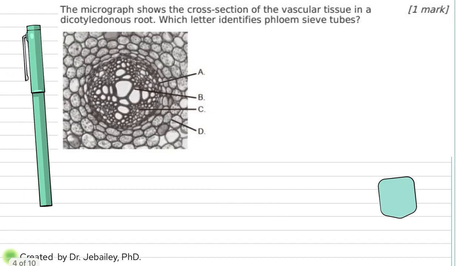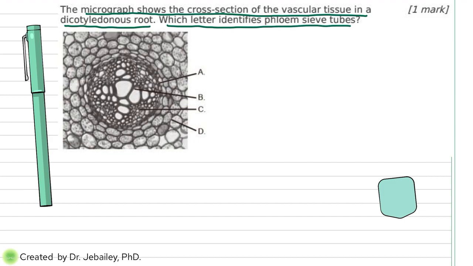Next, which micrograph shows the cross-section of the vascular tissue of a dicotyledon's root? Which letter identifies the phloem sieve tubes? So you see that circle again that I just mentioned, and in the middle usually is the xylem, and then on the outside here we've got the phloem. So for sure the answer will be C.